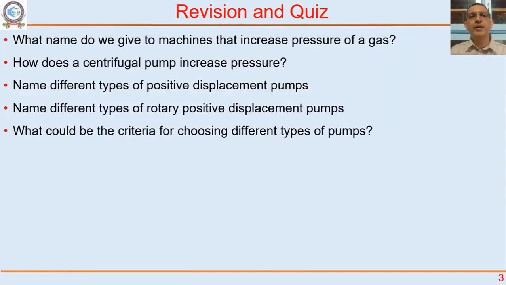Just to quickly revise so that you are aware of what has been covered in the past lecture, so that you are well prepared for this lecture. Just some questions. What name do we give to machines that increase pressure of a gas? How does a centrifugal pump increase pressure? Name different types of positive displacement pumps. Name different types of rotary positive displacement pumps.